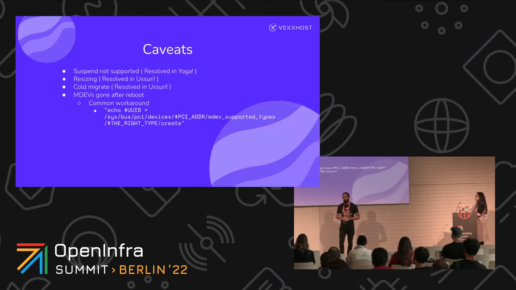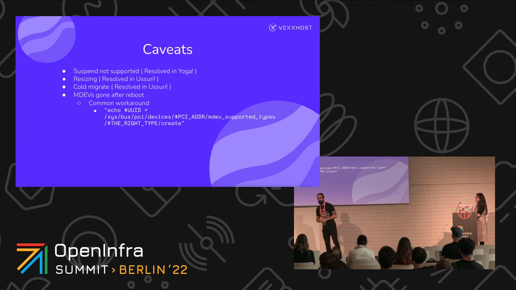So a couple of caveats. Most of them for GPUs are already resolved in the community. For example, right now in Yoga, you can suspend instances that have vGPUs. Back in Xena, we got the capability of resizing and cold migrating instances. But one thing for someone who wants to use vGPUs is that we have an open topic about it. There are a couple of discussions in the community.